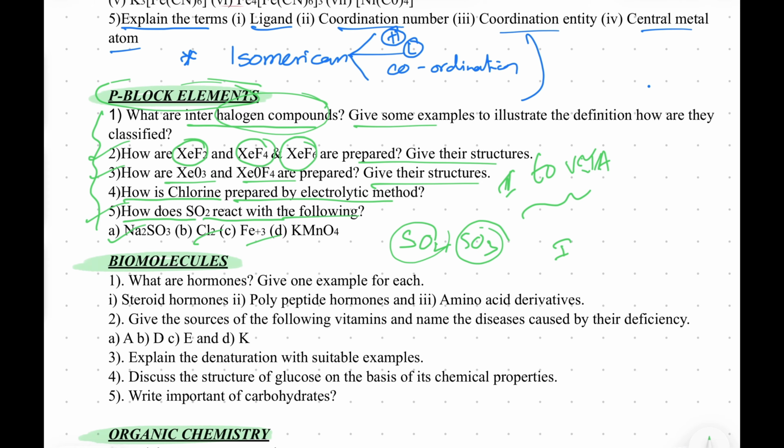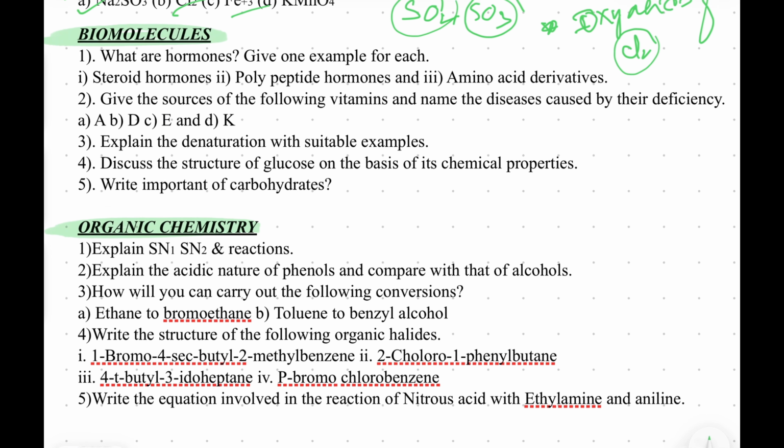Interhalogen compounds are there. Sorry, oxyacids of chlorine. Right? Sometimes they are asking this as a SAQ question. Clear, friends? That's it. Next, we'll go for biomolecules.